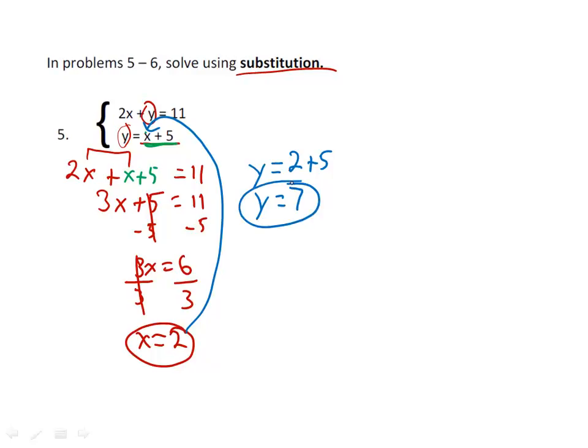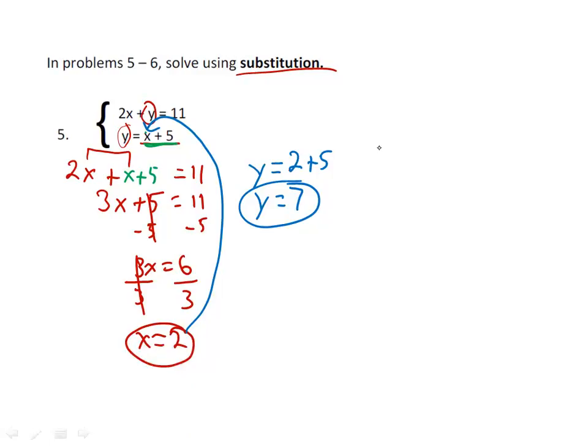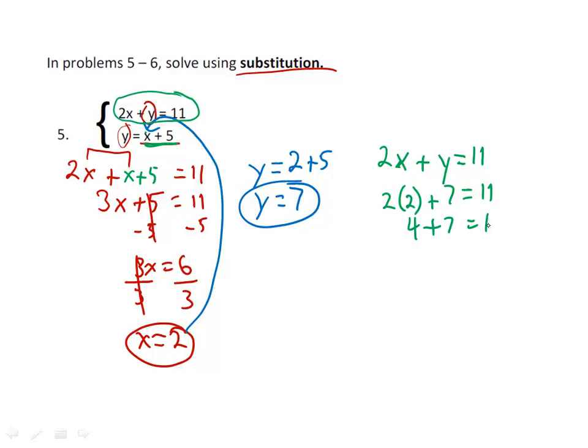All right. And now you can check it using the other equation, which you haven't used yet. 2x plus y equals 11. So I'll put in 2 for x, 7 for y, and I've got 4 plus 7, and that does equal 11, so I know that my answer is correct. The answer is the ordered pair 2, 7.